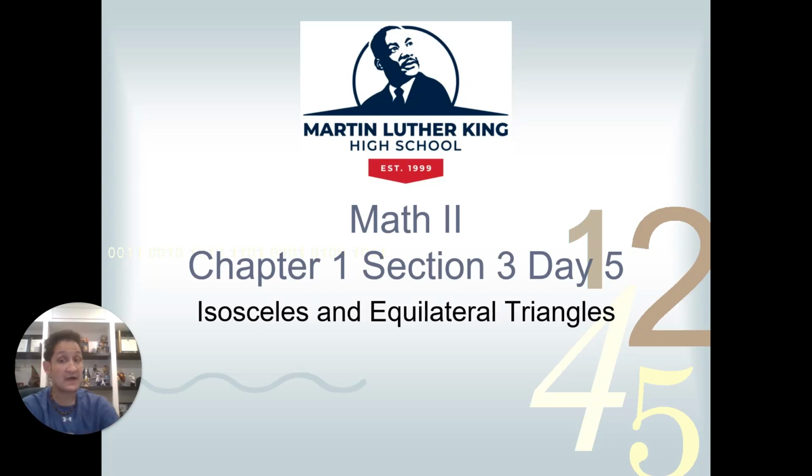Isosceles and equilateral triangles. Now you may be asking yourself, wait a minute, I learned all this stuff back in elementary school. An isosceles triangle is any triangle with two congruent sides. An equilateral triangle is any triangle that has three congruent sides. And you might be telling yourself, I even learned about a scalene triangle where all three sides are different.